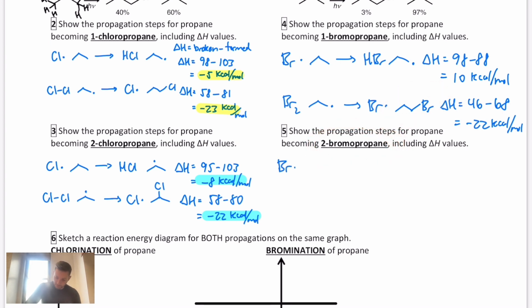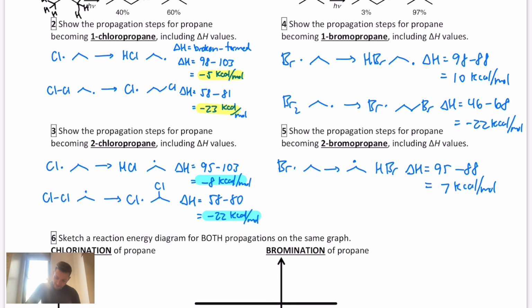We start with a bromine radical. It sees propane. You make a secondary carbon radical and an HBr molecule. Delta H: you break 95, the secondary C-H. You form HBr, that's 88. So it's 7 kcal per mole.